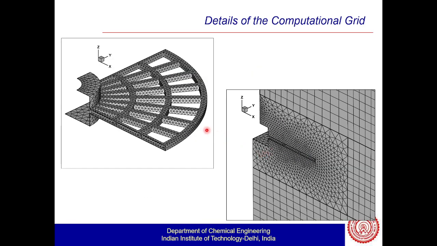And here you can see the details of the computational grid. This is basically tet mesh, which is similar to the tetrahedra that you studied in coordinate geometry. And these are basically hex cells, which are like rectangular parallelepipeds. So these are the different cells which are present here depending upon the complexity of the geometry. Okay.